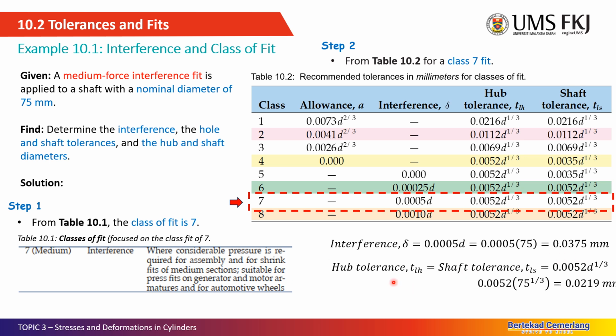While for the hub tolerance, it is the same as the shaft tolerance. So the equation is 0.052D to the power of 1/3. We put into the formula, so we get 0.0219 millimeter.